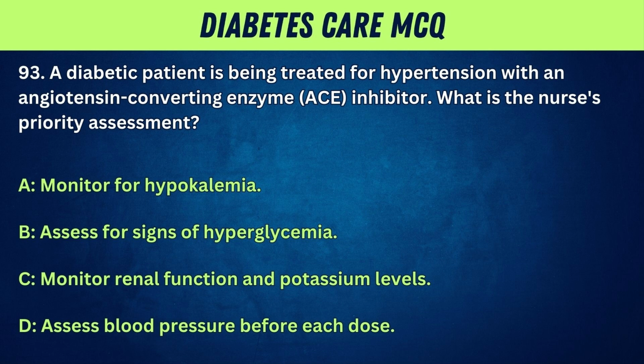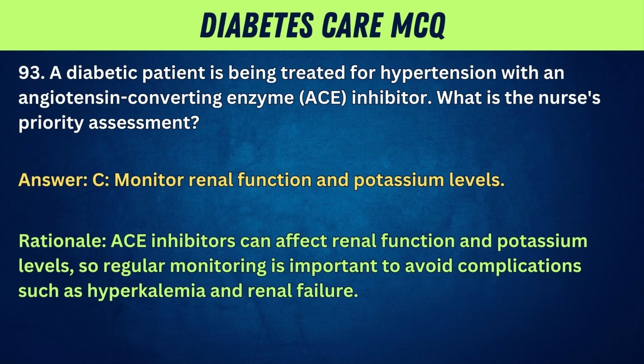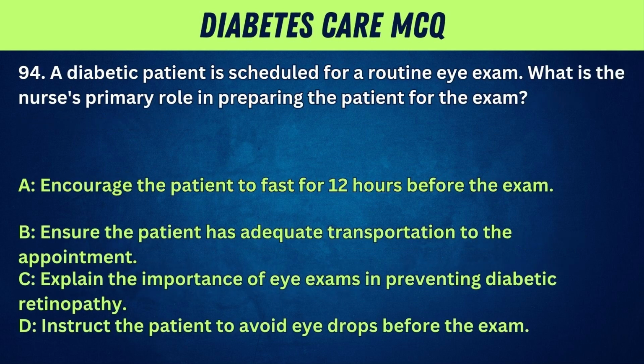A. Monitor for hypokalemia. B. Assess for signs of hyperglycemia. C. Monitor renal function and potassium levels. D. Assess blood pressure before each dose. Answer. C. Monitor renal function and potassium levels. Rationale. ACE inhibitors can affect renal function and potassium levels, so regular monitoring is important to avoid complications such as hyperkalemia and renal failure.